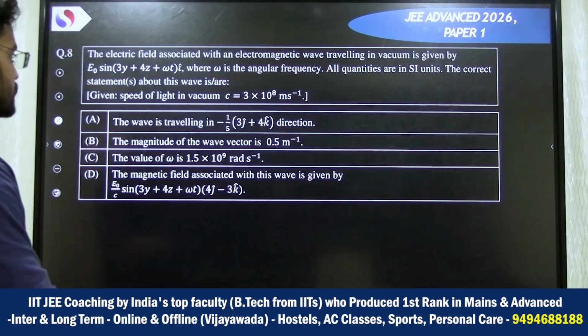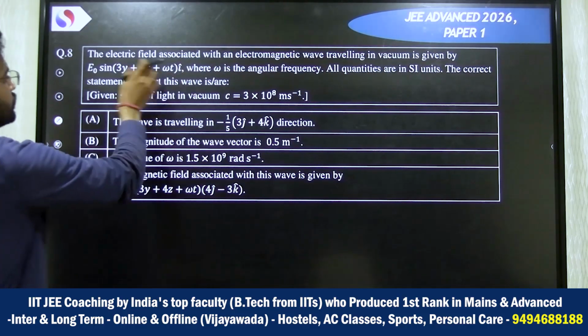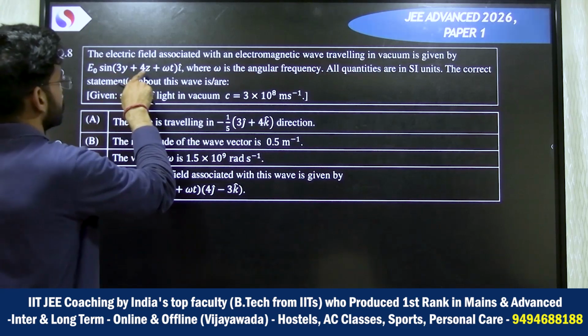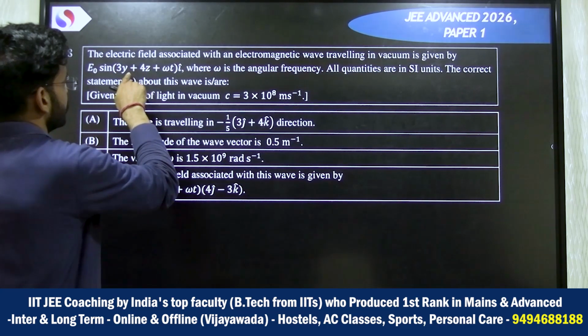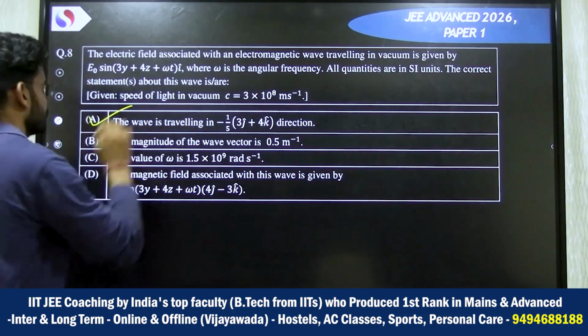The wave is traveling in this direction. Both signs are positive. So the wave velocity is, I think, 3j cap plus 4k cap. If we make it a unit vector, divided by its magnitude 5, and obviously in the negative direction. So A option is correct.